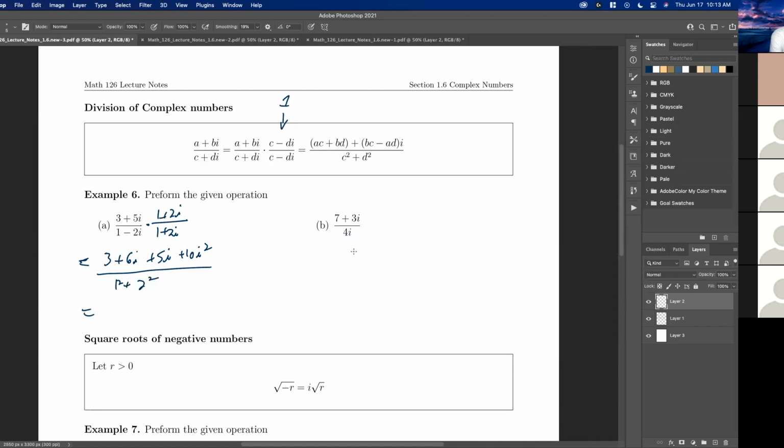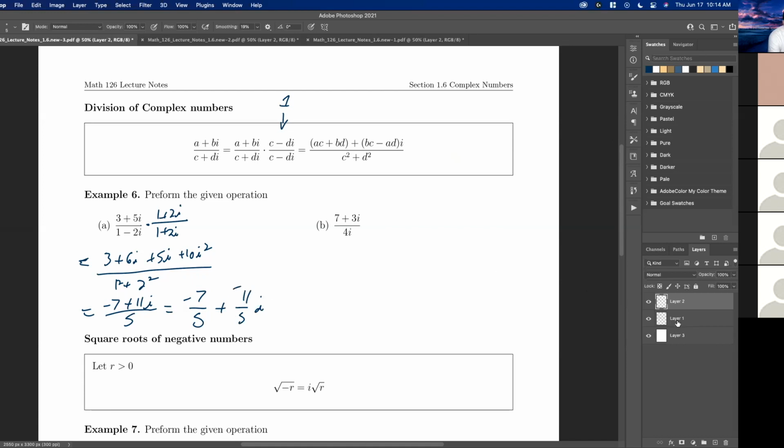All right, let's go ahead and simplify this. Here, this becomes negative 10, plus the positive 3 gives me minus 7. The reason this becomes negative 10 is because i squared is negative 1. Plus 11i, 5 plus the 6, all divided by 5. And just to split it into the real and imaginary parts, I'm going to write this as negative 7 over 5 plus 11 fifths i. So here's our real part, and here's our imaginary part.